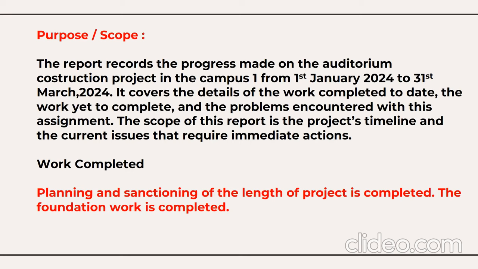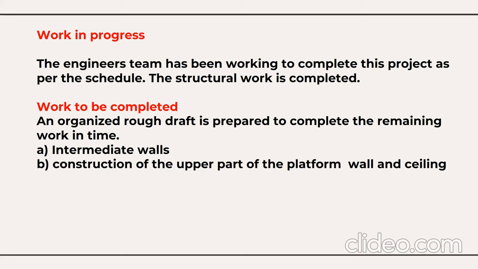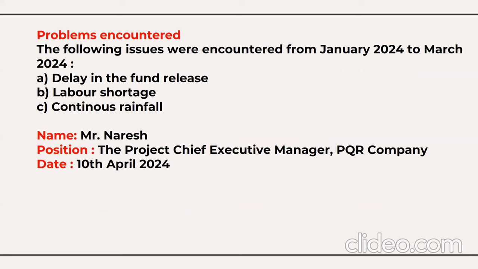It covers the details of the work completed till date and the work yet to be done and the problems faced. Work completed, the planning and the sanctioning of the length of the project is completed, the foundation work is completed. Then work in progress, the engineers team has been working to complete this project as per the schedule. The structural work is completed. Work to be completed, an organized rough draft is prepared to complete the remaining work in time, for example, intermediate walls or the construction of the upper part of the platform. Then the problems encountered, the following issues were encountered from January 2024 to March 2024: delay in the fund release, labor shortage, continuous rainfall.